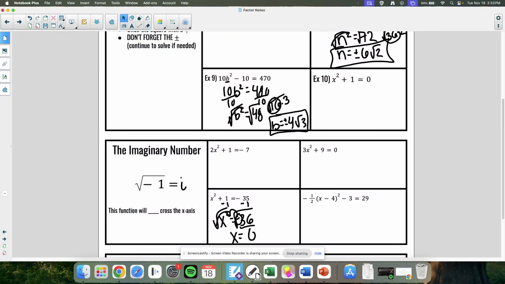So the square root of 36 is 6. The square root of the negative sign is an i. We took a square root, so we have to throw in a plus or minus. So whenever you take a square root of a negative number, the negative comes out, it turns into an i. This is the imaginary number. Big picture, it will not cross the x-axis. So this is our non-real solution. We get an imaginary solution.